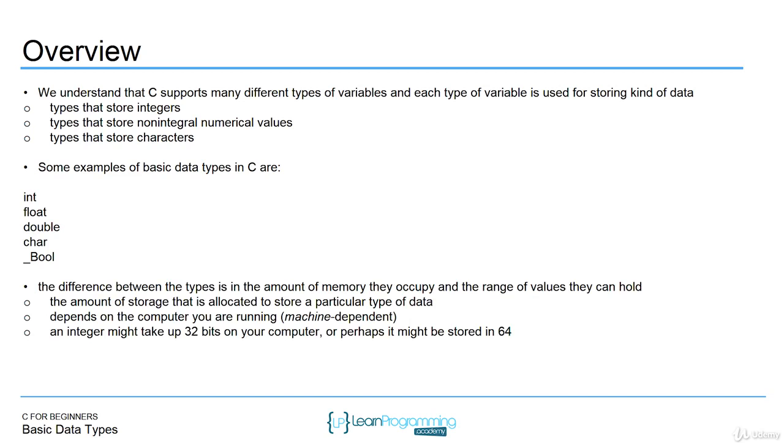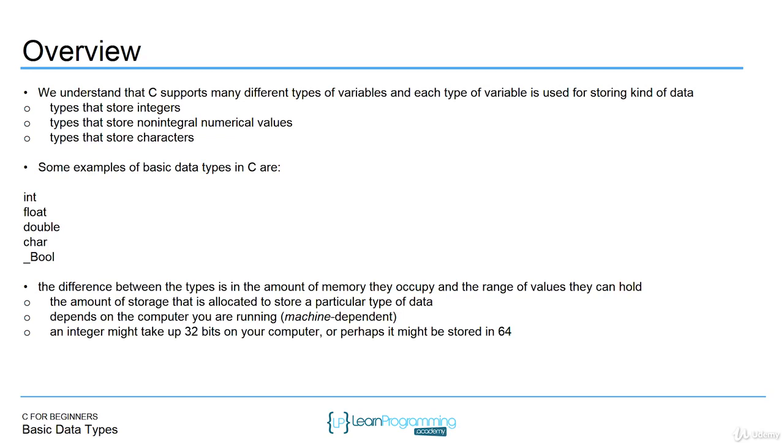The difference between these types is the amount of memory. That's all specifying the data types is about. It's about the memory that needs to be allocated, and it varies depending on what type of architecture you have. The amount of memory is going to determine the range of values that can be stored. So the amount of storage allocated to store a particular type of data is important to the compiler. It all depends on the computer you're running, and this is referred to as machine dependent.